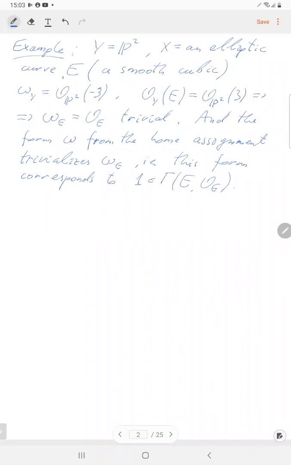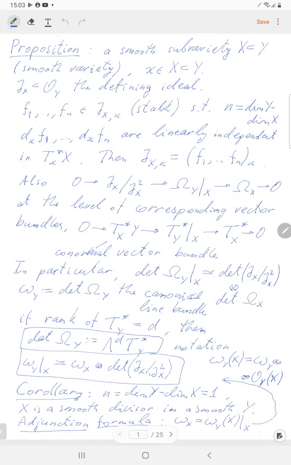Okay, so this was some comment about this proposition. So let's go back and have one more look at this proposition. So the key point was here.